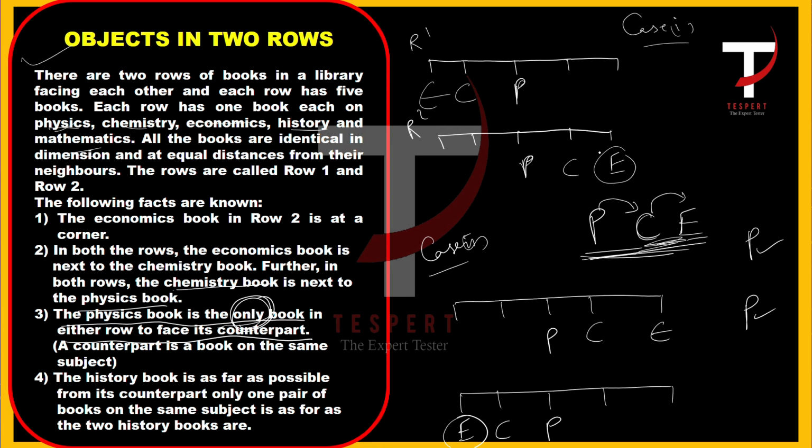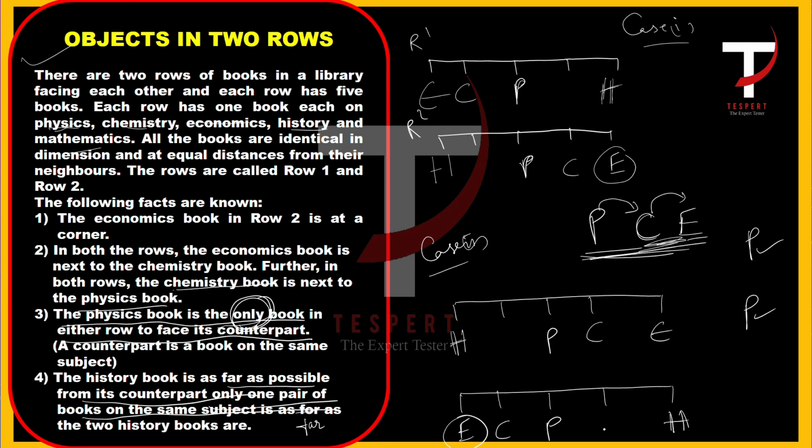Consider statement 4. The history book is as far as possible from its counterpart, and only one pair of books on the same subject is as far apart as the two history books are. So the history book is as far as possible in both the rows. We will extend the distance between the two history books. If we place history here, then to make it as far as possible from its pair, one more history book must be here. In case 2, if history is here, then it must be here. So it is at the maximum distance.